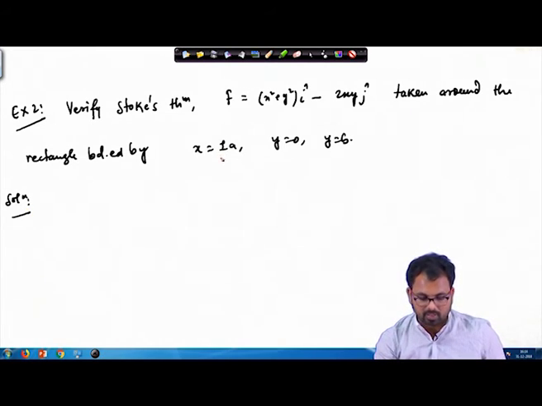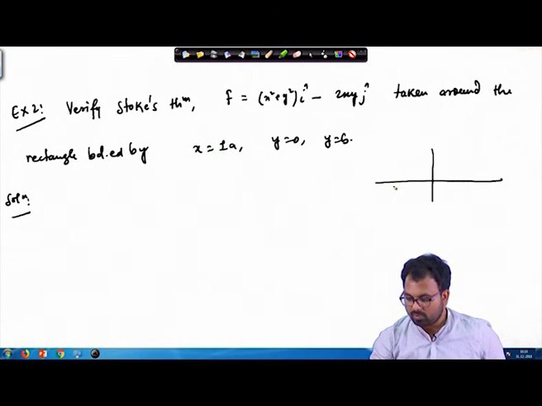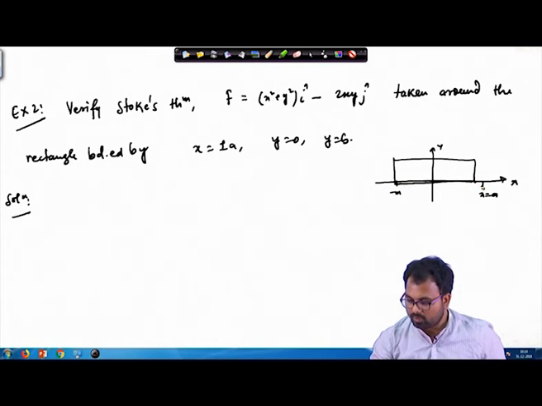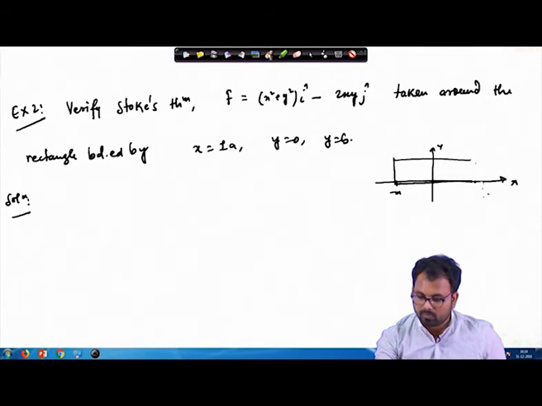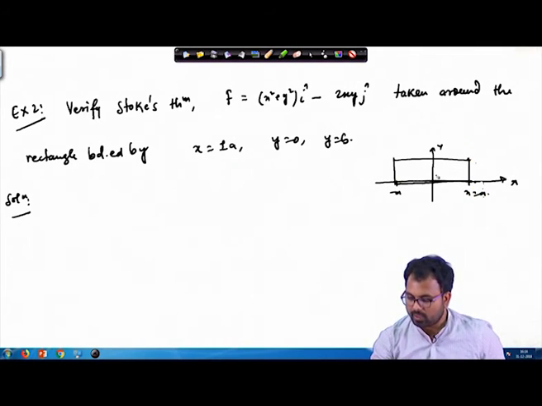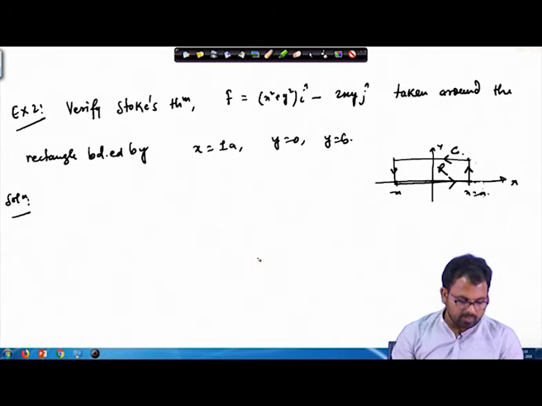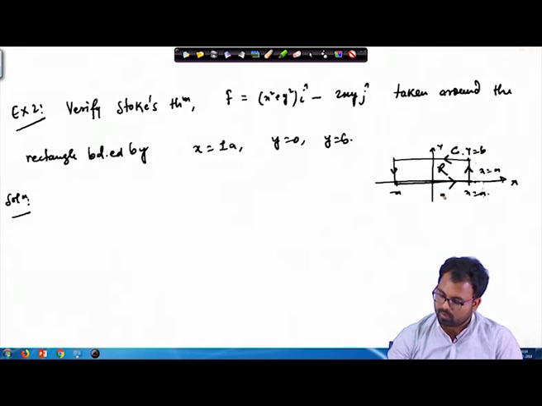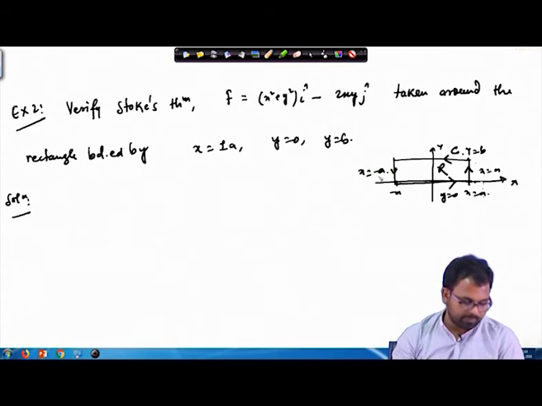So, if we want to draw this rectangle, we can do that: x equals minus a, x equals a, and this is our x axis, this is our y axis, and then we have y equals 0 and y equals b. This is our x equals a, and this is our rectangle. Our curve C will move like this. The equation of this line is x equals a, this line is y equals b, this line is y equals 0, and this is x equals minus a. So, these are the 4 equations, and let us call them a, b, c and d.